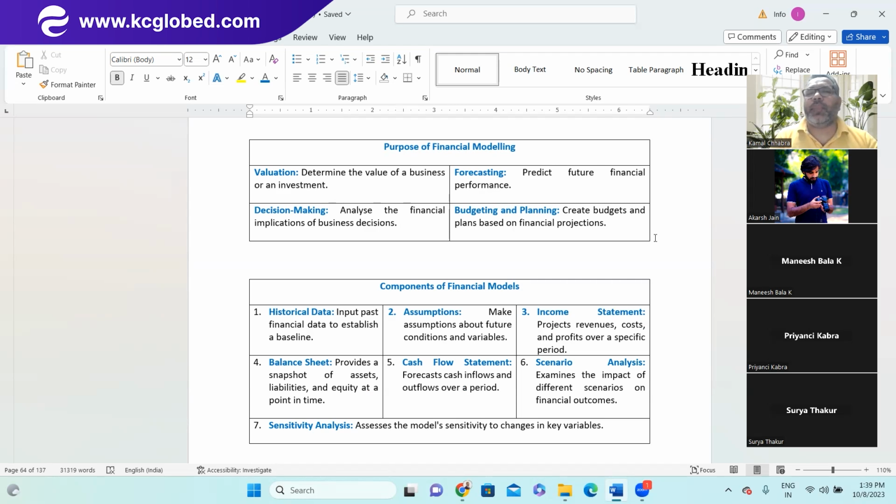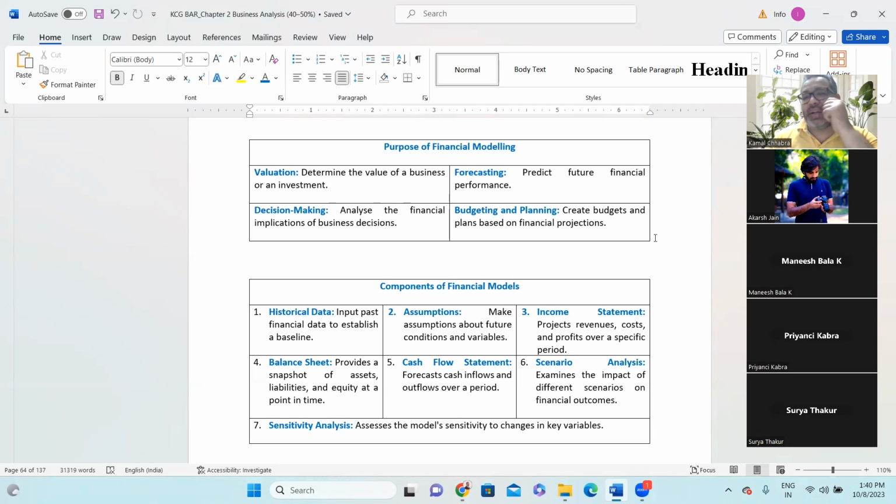Decision making: whether to buy or to take on lease, whether to go for acquisition or not, whether to open a subsidiary or not, right? All those kinds of decision making are done based on the financial modeling of the respective decision and understanding the cost, benefit, and return on investment. Next is budgeting and planning. It creates a budget and plan for the financial projection that can be a good directive for the management to work upon. Right? So these are the purposes of financial modeling.